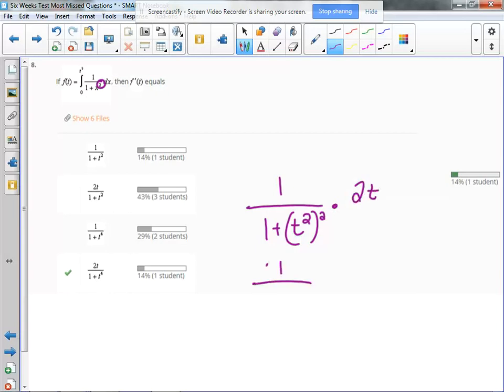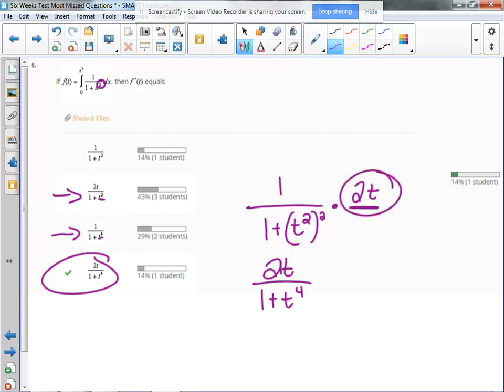So it should be 2t over 1 plus t to the 4th. Okay, that's the correct answer. But notice these 2 answer choices right here had those 2 common mistakes. Either you did remember to multiply by the derivative of the limit, but you forgot to apply that squared to something that was already squared. Or you remembered the squared part, but you forgot the derivative of the limit.